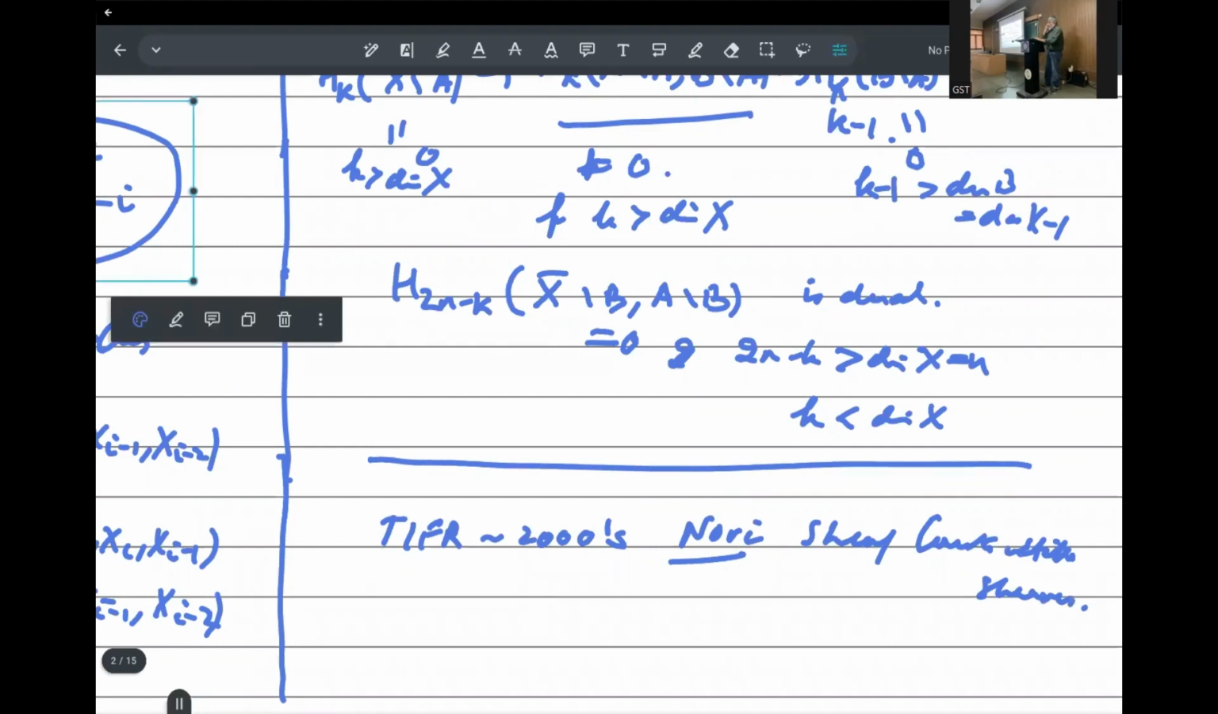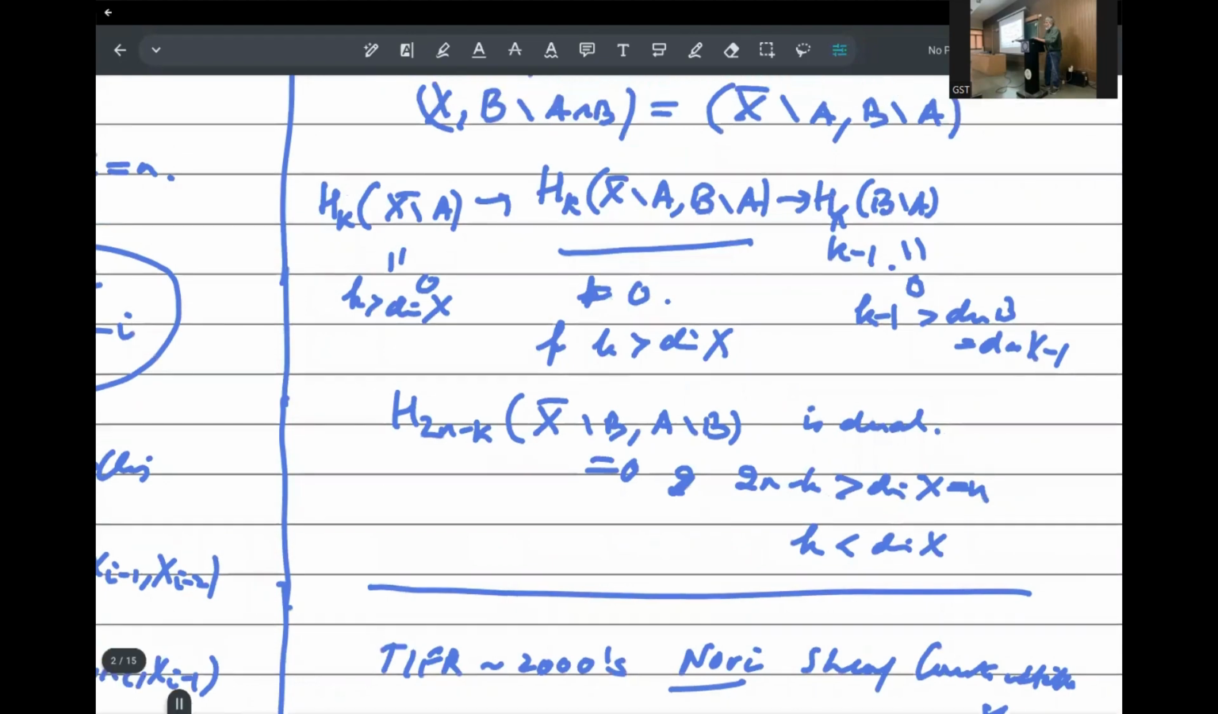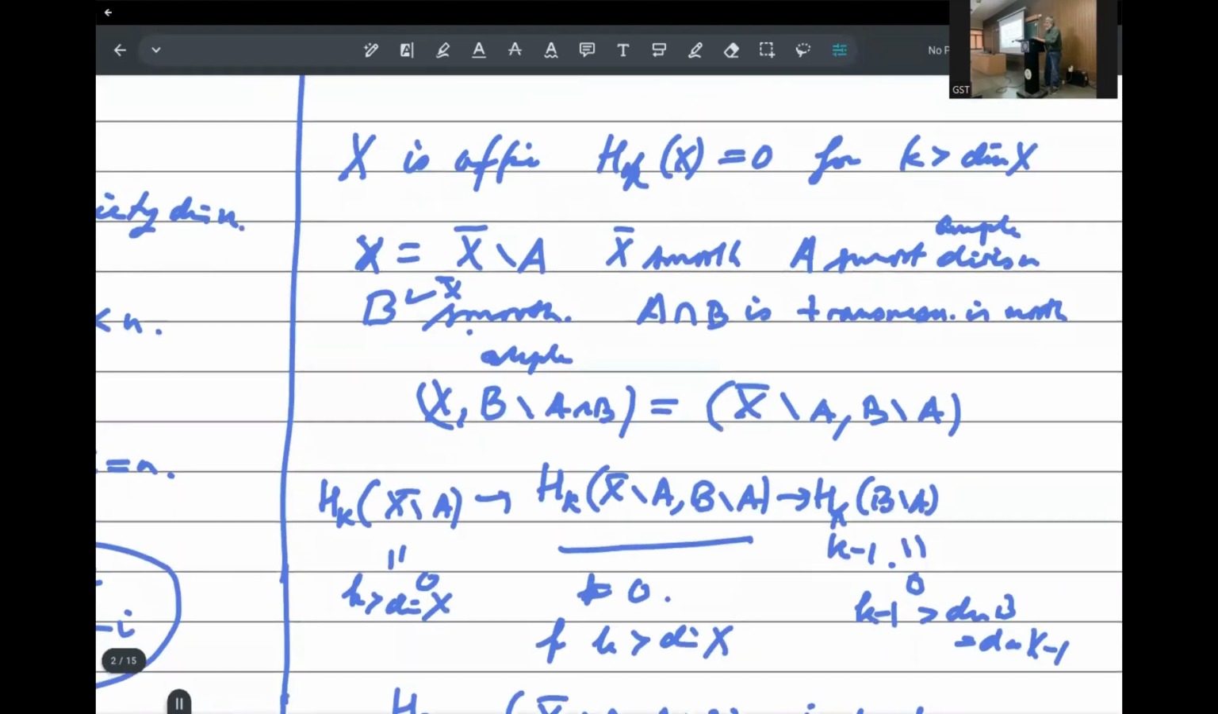duality. The thing is that one can get this duality theorem by replacing smooth in both cases by requiring that A is called a simple normal crossing divisor. So you get a simple normal crossing divisor, and A union B is a simple normal crossing divisor. You retain this condition of ampleness, otherwise, of course, the affine part will not happen.